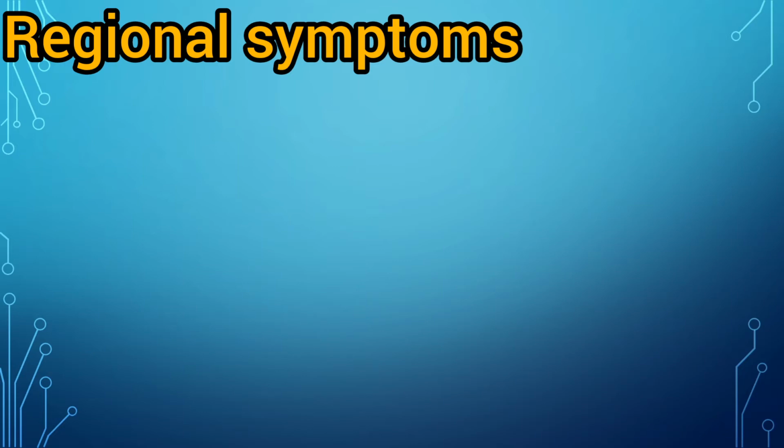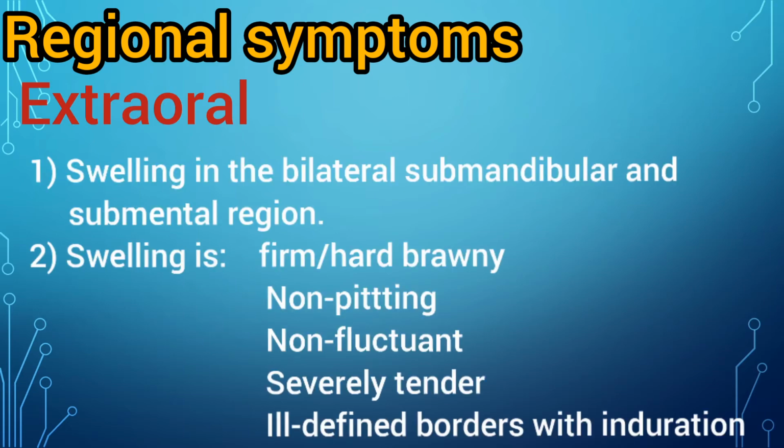The regional symptoms may include both extraoral and intraoral findings. Extraorally, the swelling is seen in the bilateral submandibular and submental region, which soon extends down the anterior part of the neck to the clavicles. The characteristics of the swelling include the swelling is firm or hard brawny, that is board-like or woody hard, and the swelling is non-pitting, it is non-fluctuant, with severe tenderness. The swelling shows ill-defined borders with induration.